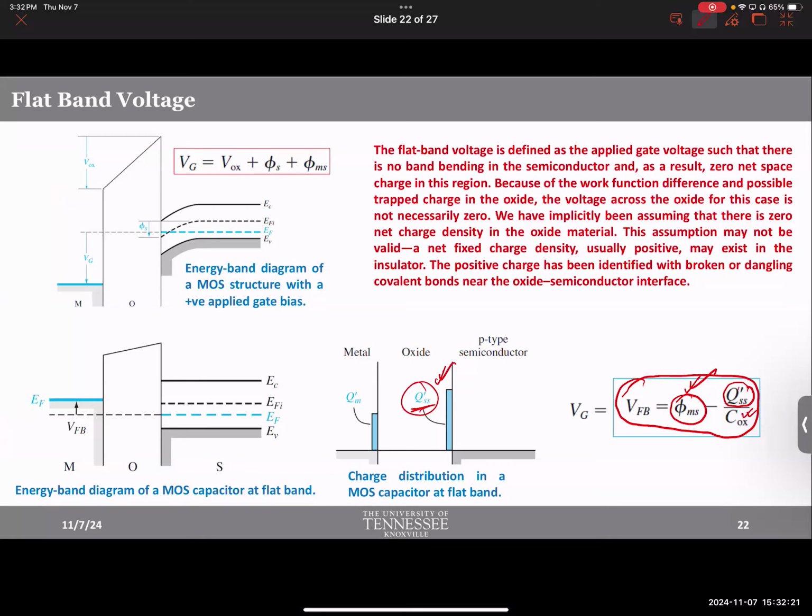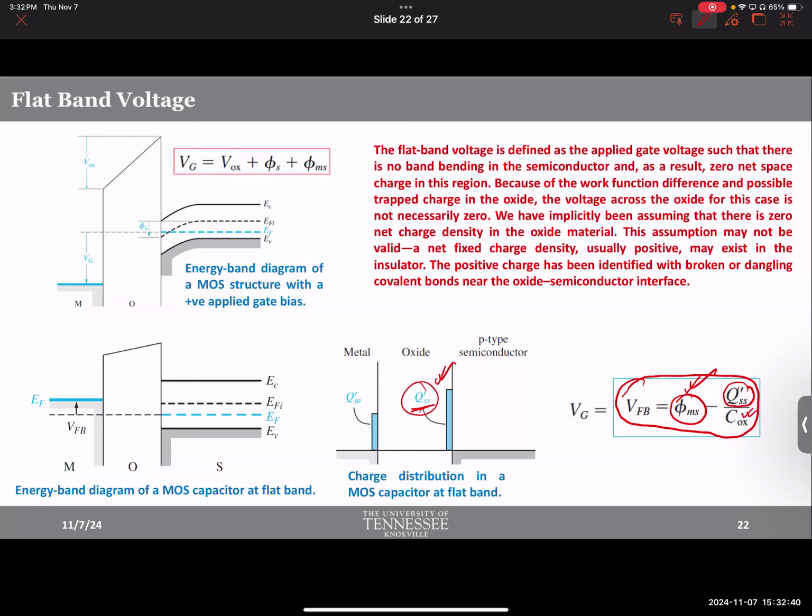We have seen phi ms is important. We talked about flat band voltage, which is an important parameter which shows where the bands become flat. Why? Because that's where we want to start our operation. So our operation will always start at flat band and then go up or down in either direction, depending on what we want to do. So that's why we need flat band.